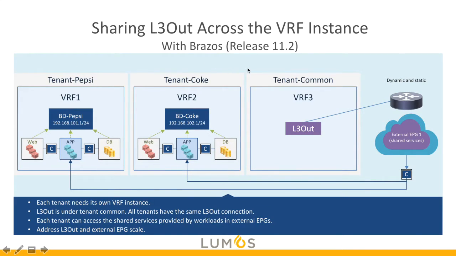But now we have the ability to do L3 outs across the VRF instance. So in this case here, again, every VRF has its own bridge domain. We've got an L3 out. We've got an external EPG for shared services, perhaps, and then we can build contracts to multiple tenants here. So L3 out is under tenant common. All tenants have the same L3 out connection. Each tenant can access the shared services provided by the workloads and external EPGs, and L3 outs, we address the L3 out in external EPG scale. So this makes things more simple.